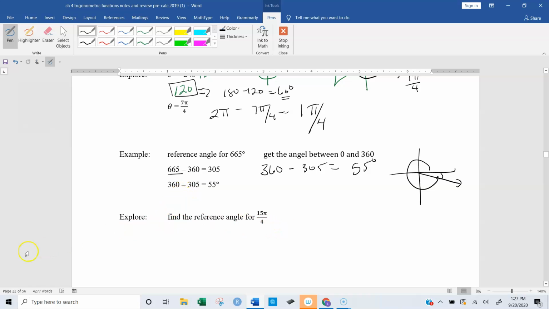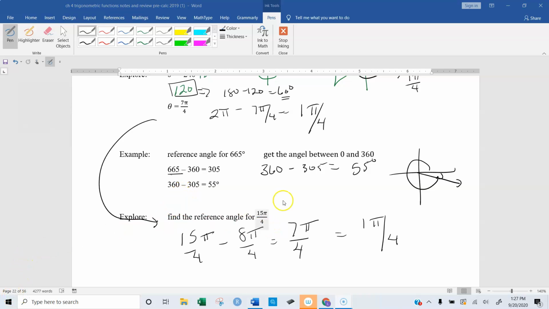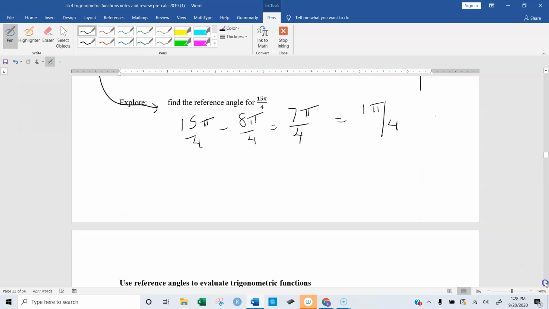Find the reference angle for 15 pi over 4. Pause and do it. All right, she had 15 pi over 4, recognizing that's not quite a full circle. So we subtract out, it's over a full circle. We subtract out 8 pi over 4. We're down to 7 pi over 4. Well, we just did 7 pi over 4. So 7 pi over 4 is 1 pi over 4 for your reference angle. I hope you did a great job. Okay, let's continue.